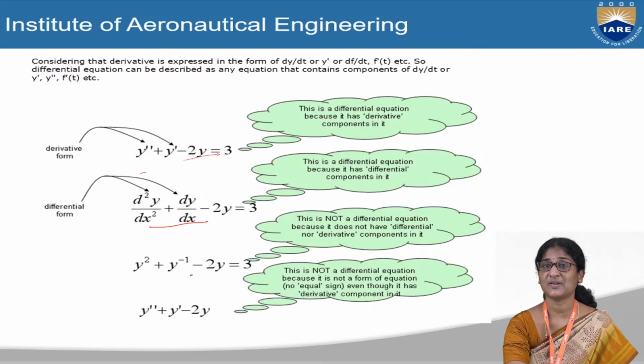Now go to the third example: y square plus y to the power of minus 1 minus 2y is equal to 0. This is not a differential equation because it doesn't have any derivative, and the power of y is an inverse. And the fourth one, y double dash plus y dash minus 2y, is also not a differential equation, because even though it has derivatives, it is not an equation. We don't have any equality here. So we don't call the third and fourth examples differential equations.